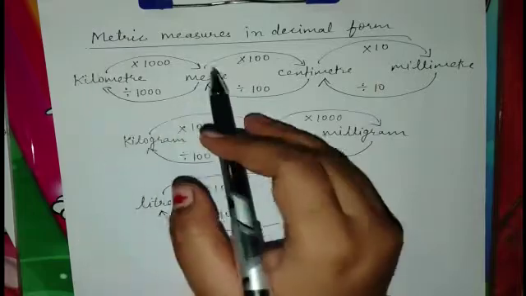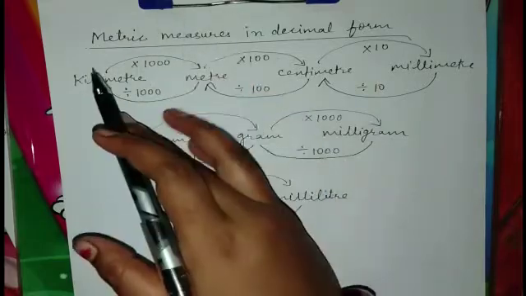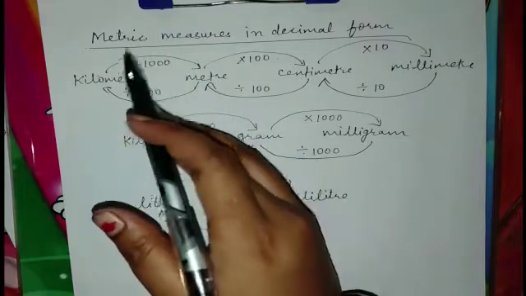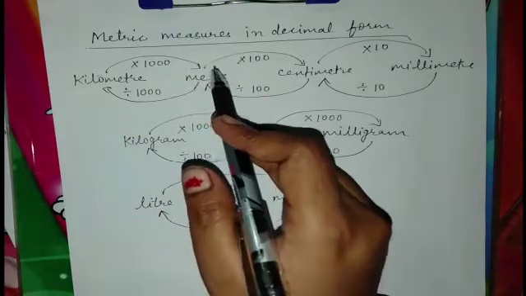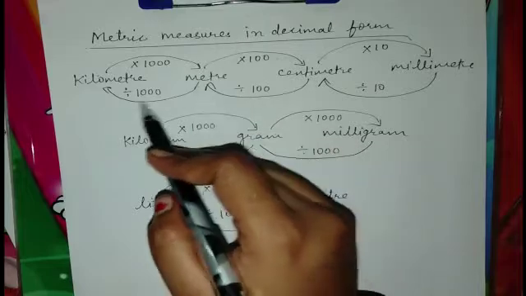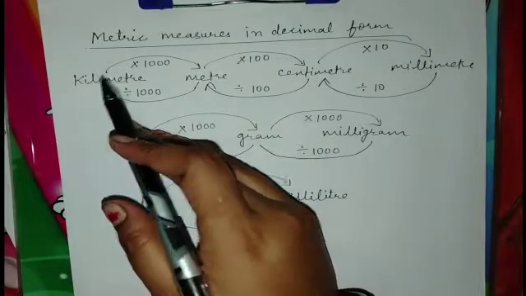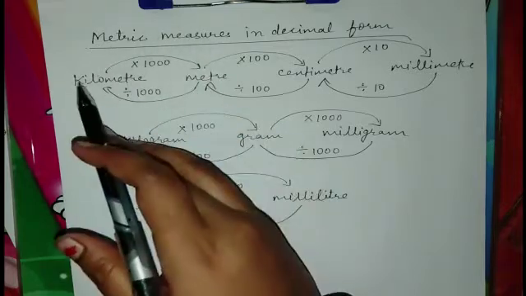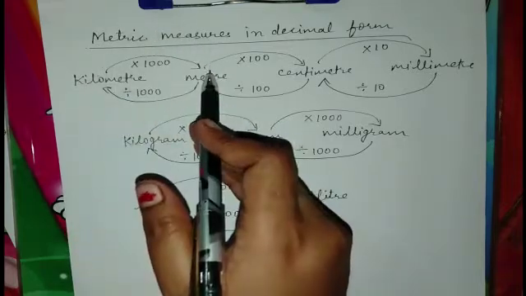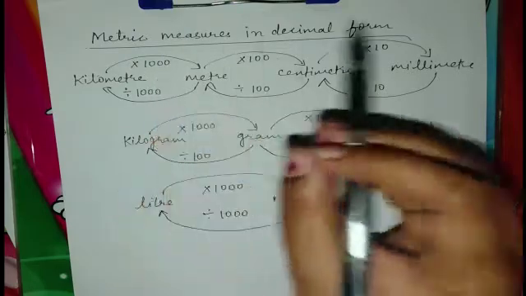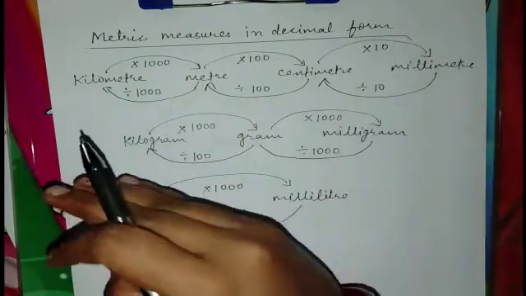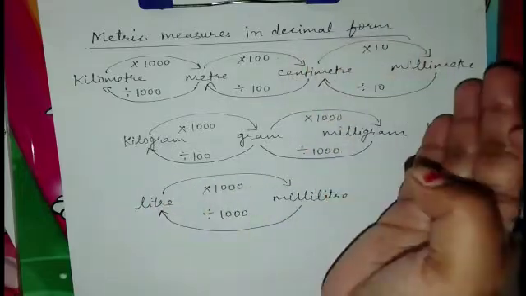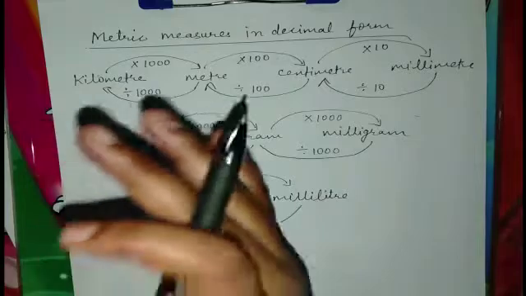So kilometer to meter. When we convert kilometer into meter, what will we do? We will multiply by 1000. Same when we convert meter to kilometer, we will divide by 1000. So higher to lower, from kilometer to meter, we will multiply. Always remember, when we go higher to lower we do multiplication. When we go lower to higher we do the division.